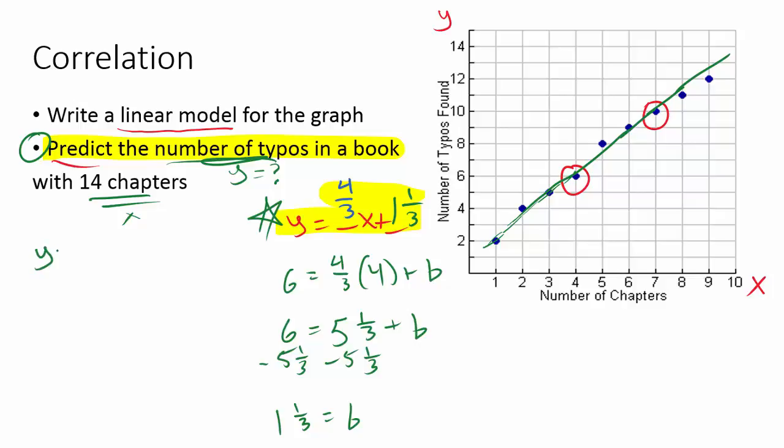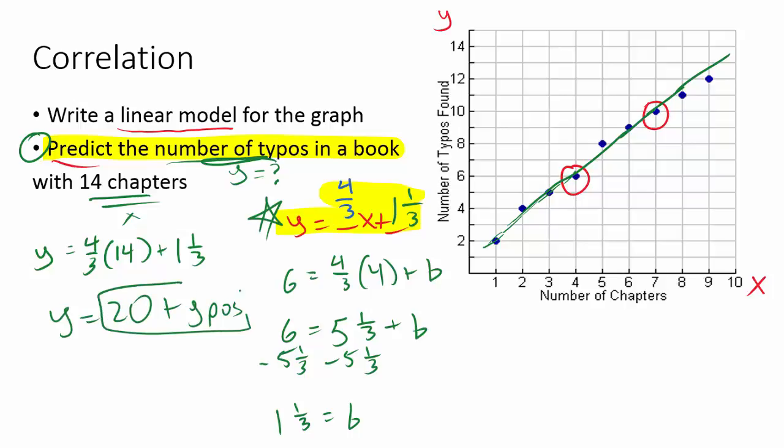So we got y is equal to 4 over 3 times 14 plus 1 1/3. And we'll go ahead real quick and punch this in. So 4 over 3 times 14 plus 1 1/3. Okay, and that's giving me approximately 20 typos. Okay, so in a book that has 14 chapters, we can predict about 20 typos in that chapter.